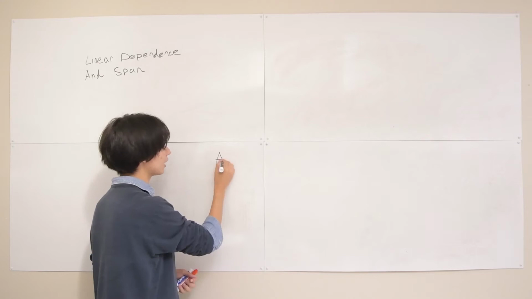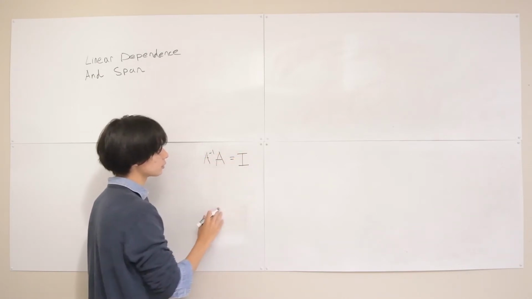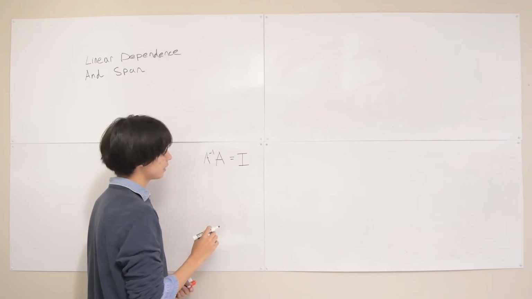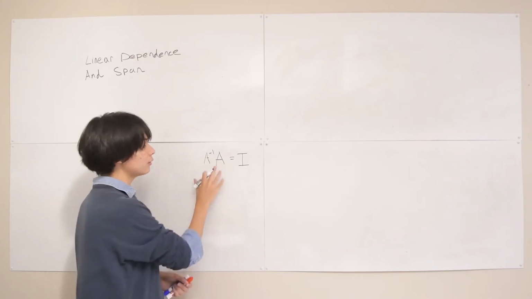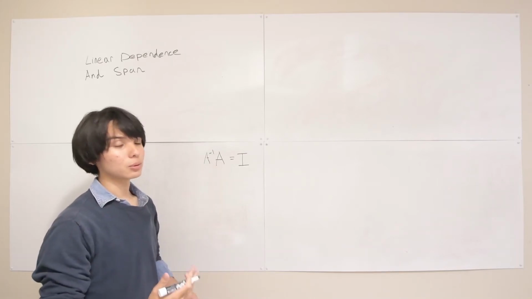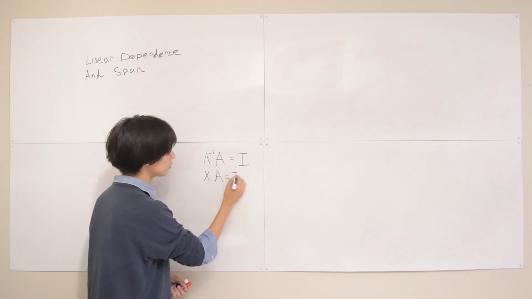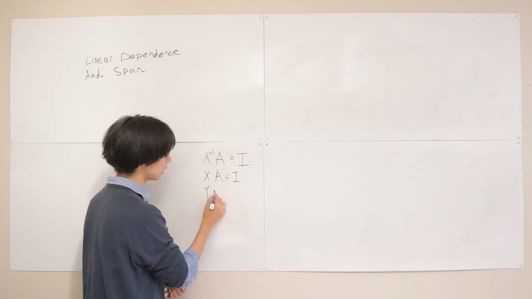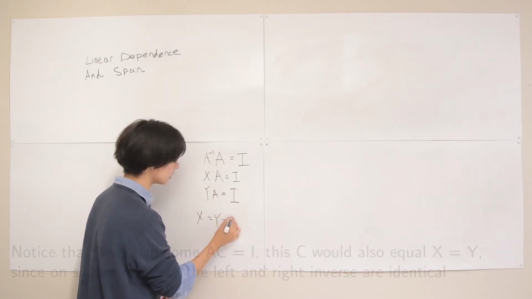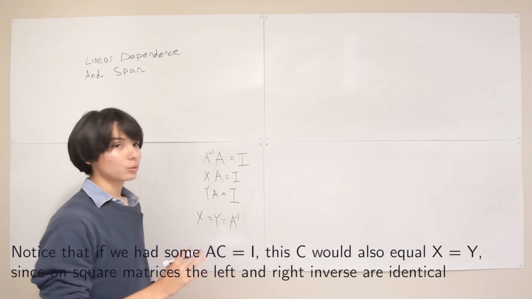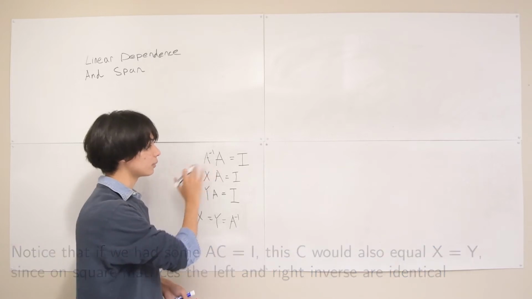If we have some matrix A and its inverse A inverse, of course that equals the identity when you multiply them together, and we know that this inverse matrix is unique. For a given matrix A, it only has one possible inverse. To make that concrete, if we have some matrix X times A equals I, and some matrix Y times A equals I, we know that X equals Y equals A inverse.